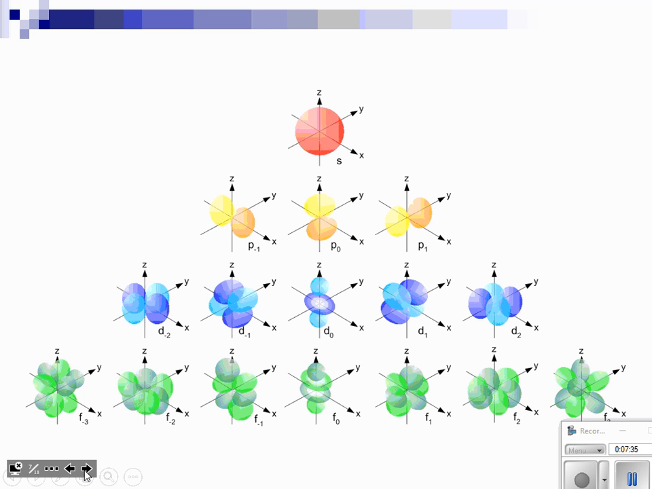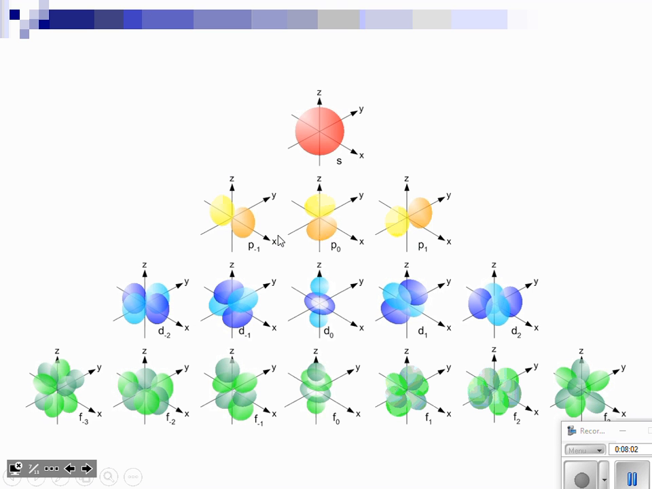If you look here, and you don't have to memorize any of these, I just included this slide. These are what the orbitals look like. This top one up here is an s orbital. It's a sphere. These are 3 different p orbitals. They look kind of like dumbbells.